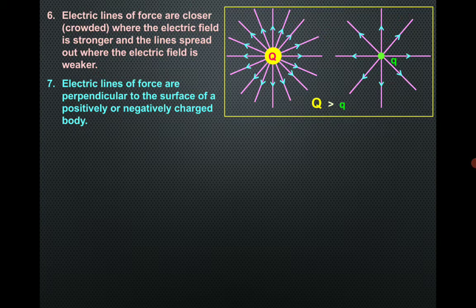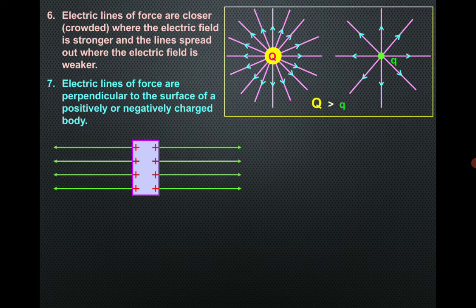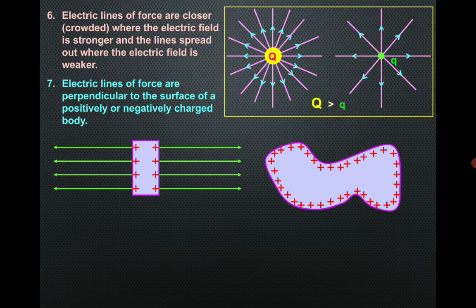Electric lines of force are perpendicular to the surface of a positively or negatively charged body. So either positive or negative charged body, the electric field lines will always be perpendicular to the surface. You can see over here, on the surface the electric field lines are perpendicular. Here also you can see the curved surface is there, but at any point on the surface, if we draw the tangent, the electric field line will always be perpendicular to the surface.